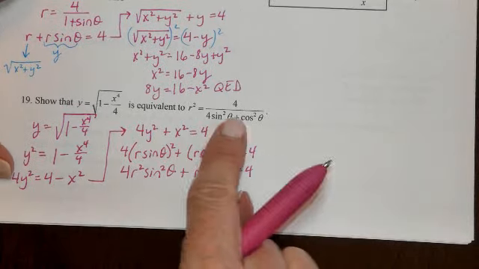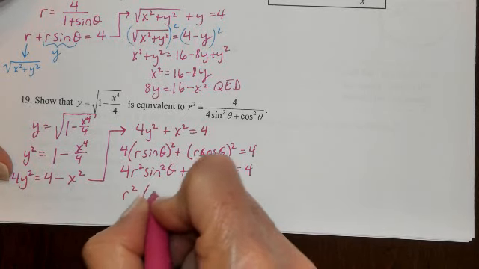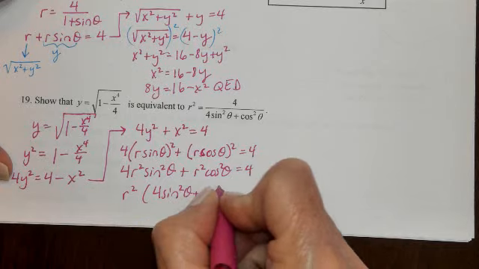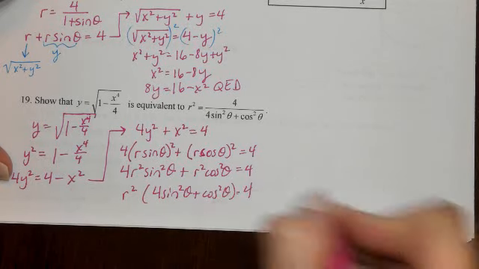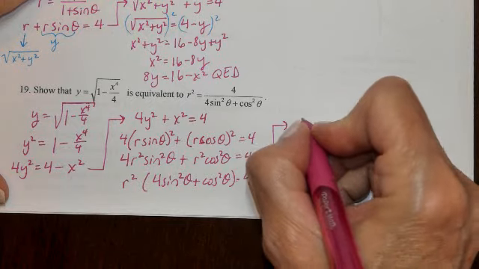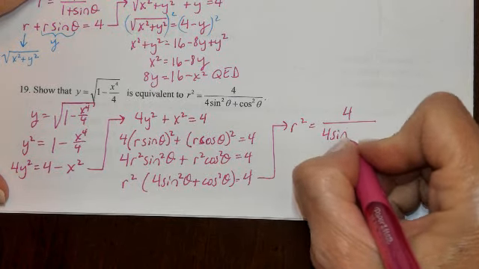I'm looking at what I have to get to. I'm going to factor out an r squared. And I'm almost there. Just divide by what's within r squared. So a little manipulation here, guys.